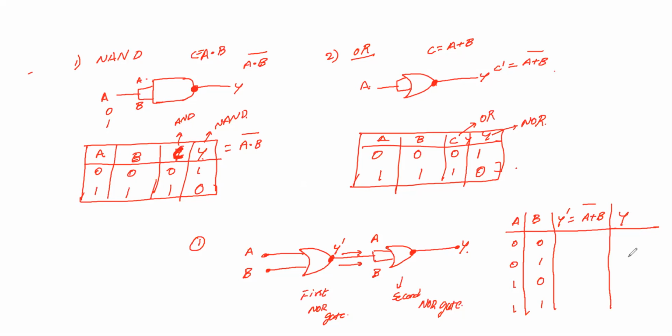Y is 0, 1, 1, 1. Yeah, correct. Good. So Y is nothing but your 0, 1, 1, 1. If you see that, this Y is nothing but your A plus B, which is nothing but your OR gate. So they may ask you questions like this.